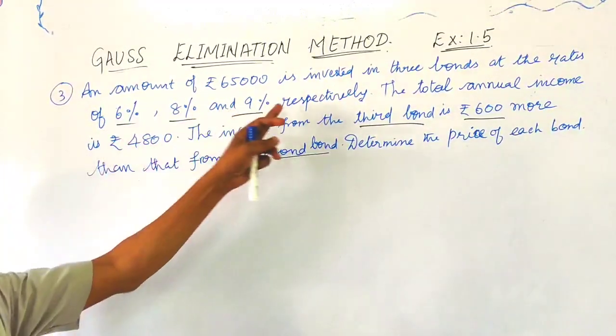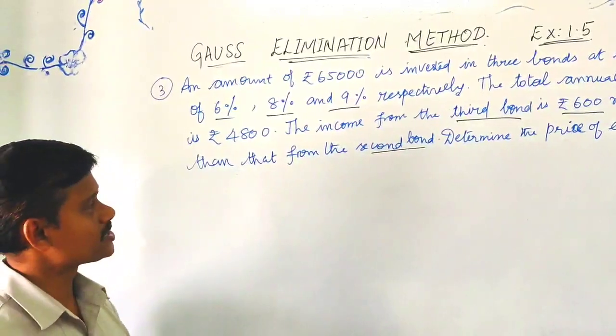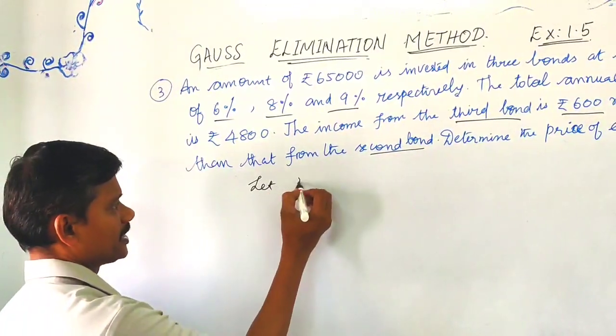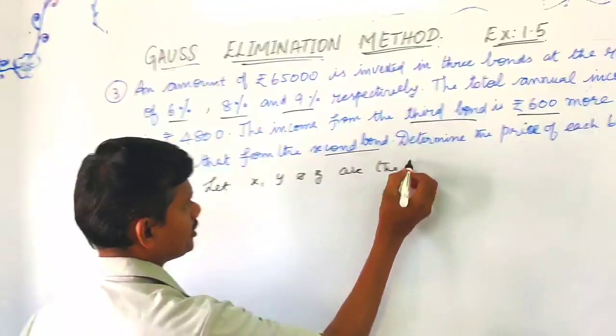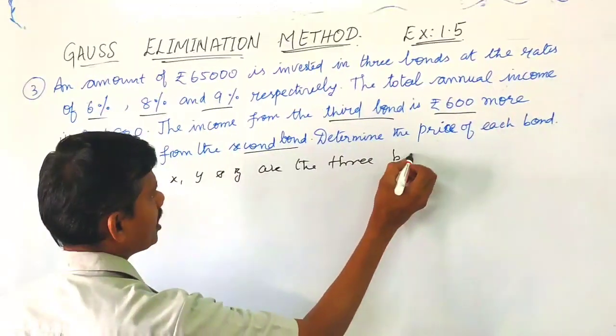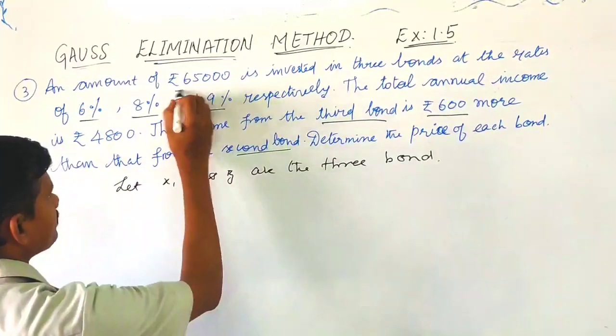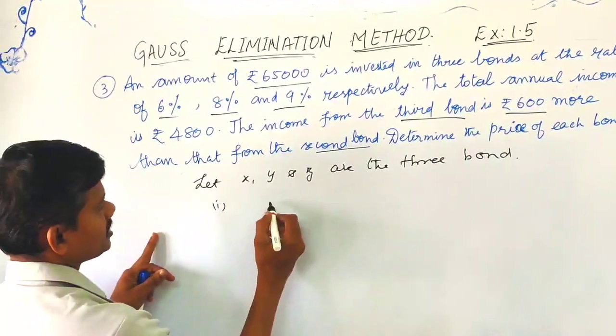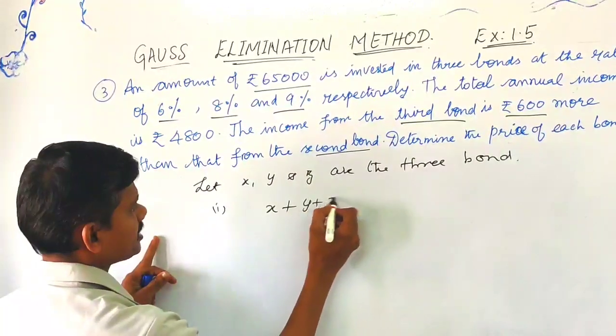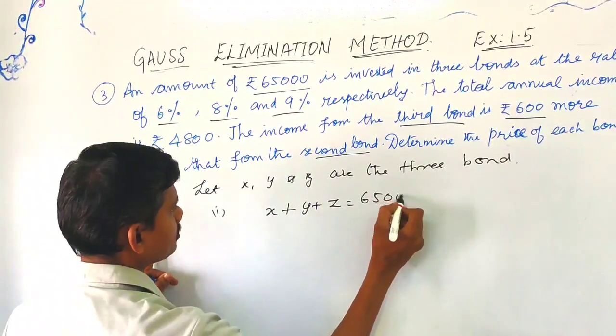Here we have invested the amount in 3 bonds. Let these 3 bonds be X, Y and Z. The total amount invested is rupees 65,000. So using this data, I am going to write the first equation. First equation is X plus Y plus Z equal to 65,000.